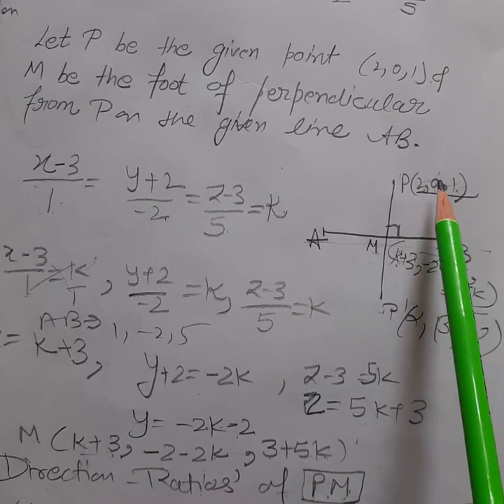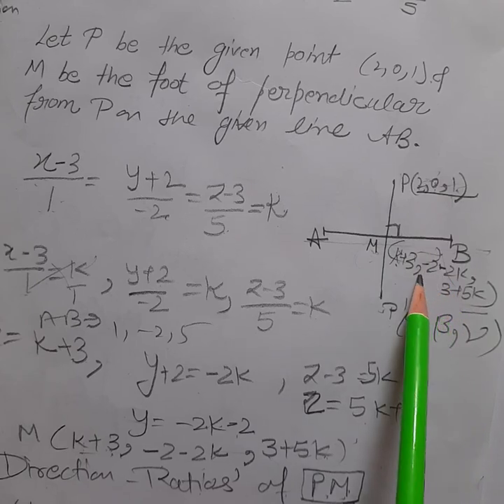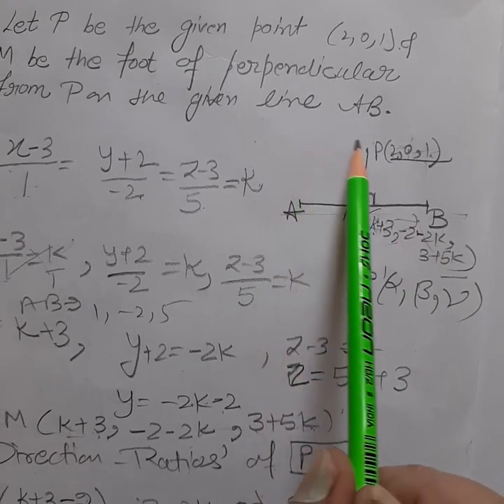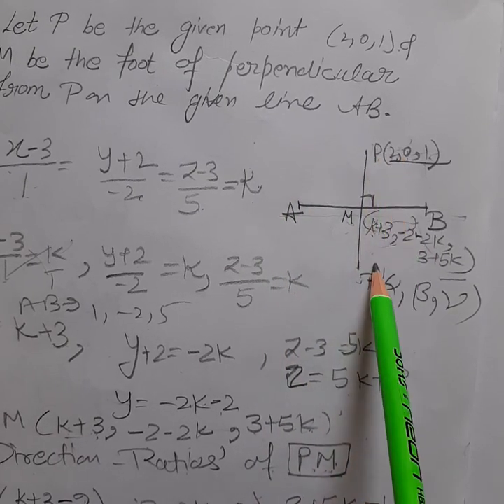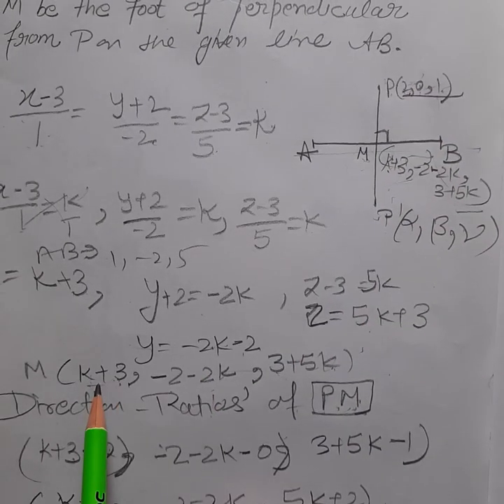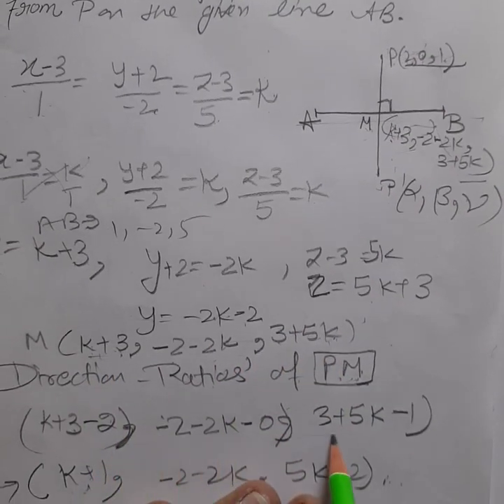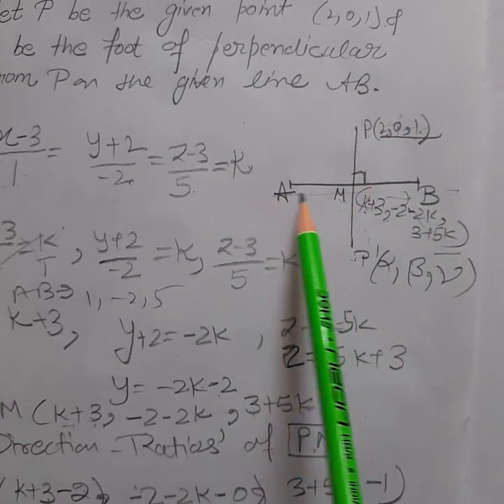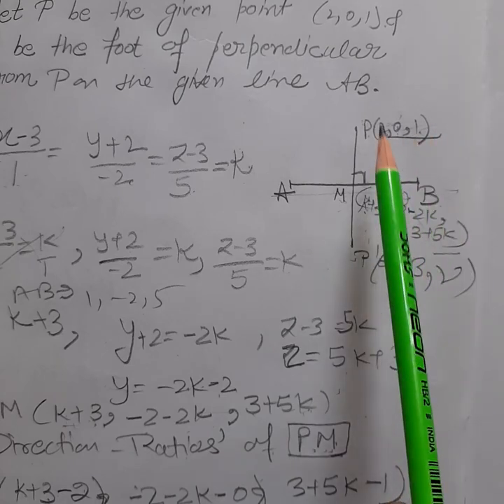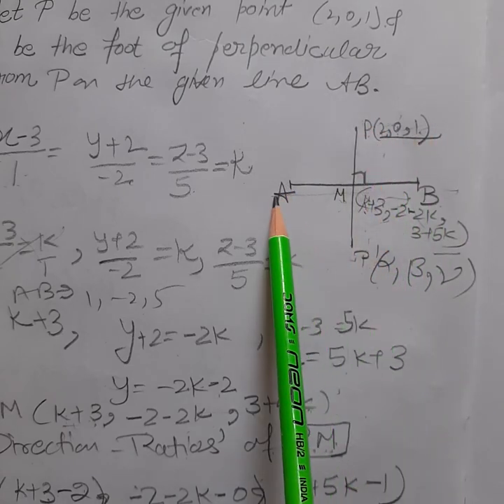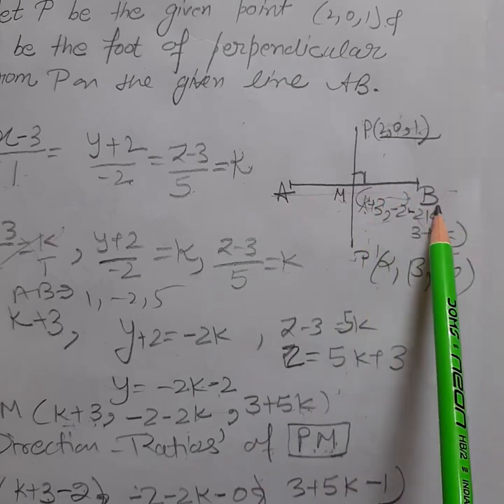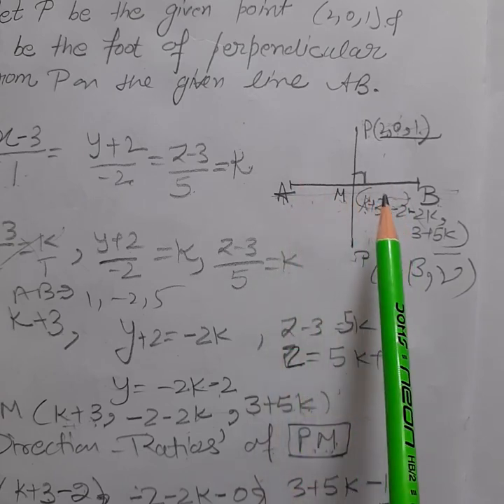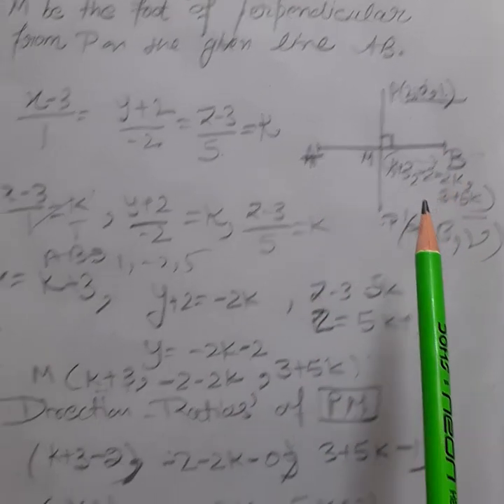Okay, now we have to find the direction ratios of PM. To find the direction ratios of PM, we have to subtract the point M from P, means you have to take the difference of both these points. So students, this is called your direction ratio. Okay, now by solving it you can see that your line PM is perpendicular to AB. So the direction ratios of PM and the direction ratios of AB are perpendicular to each other, means the dot product of the direction ratios of both two lines will be equal to 0.